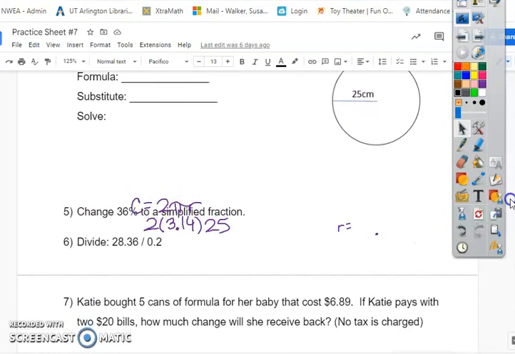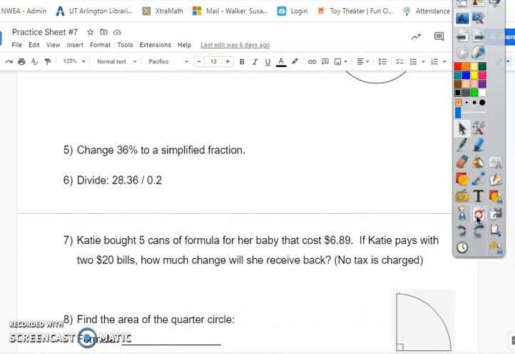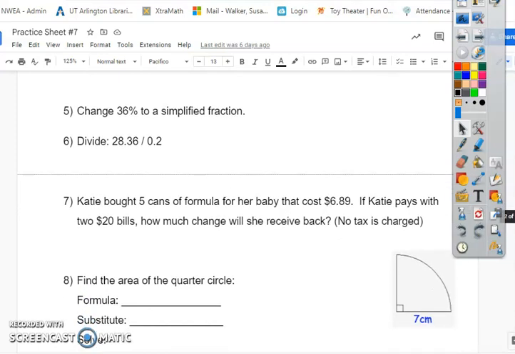Number 5 says change 36% to a simplified fraction. So remember, percent means it compares to 100. So 36 over 100. And now you need to simplify it completely. So figure out what you need to divide by, okay, to simplify it all the way. You can start by taking half if you want. That's dividing by 2.